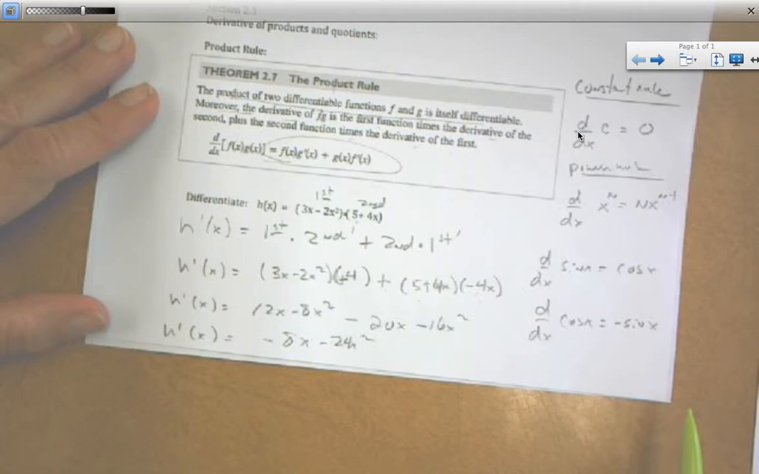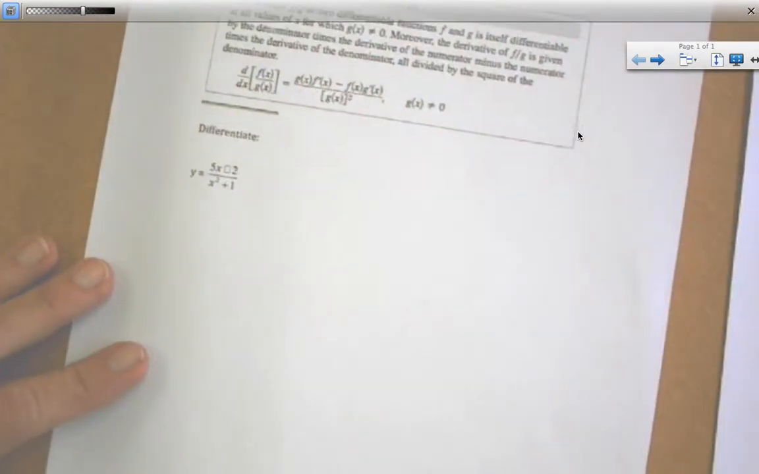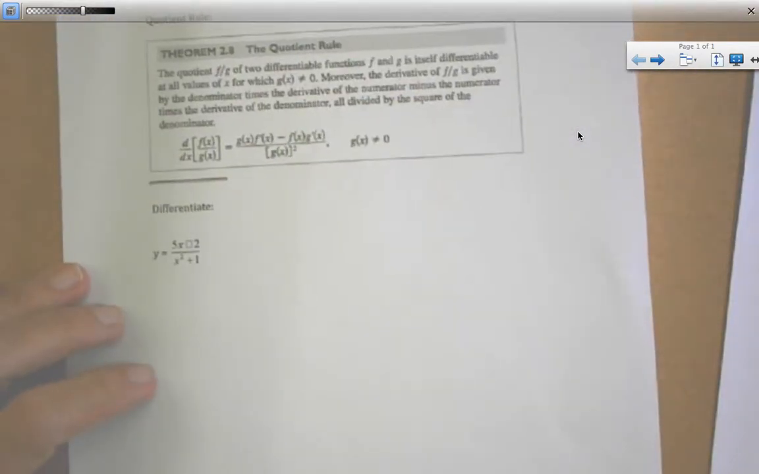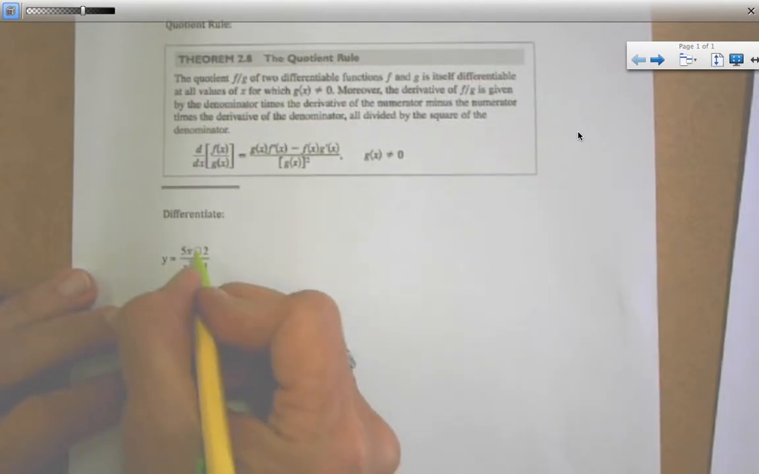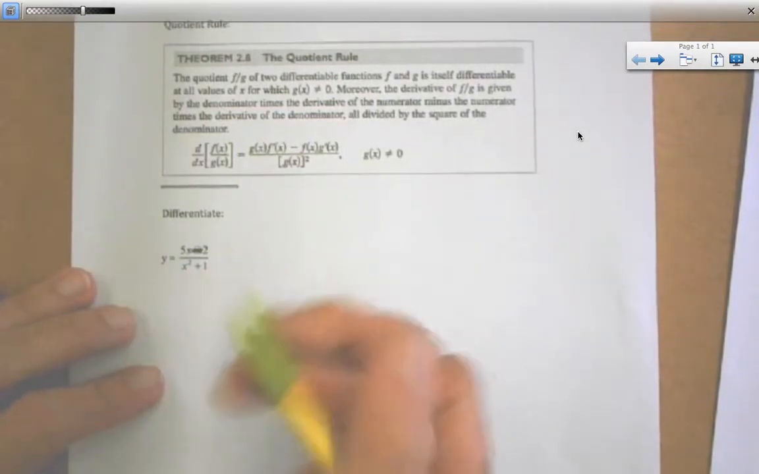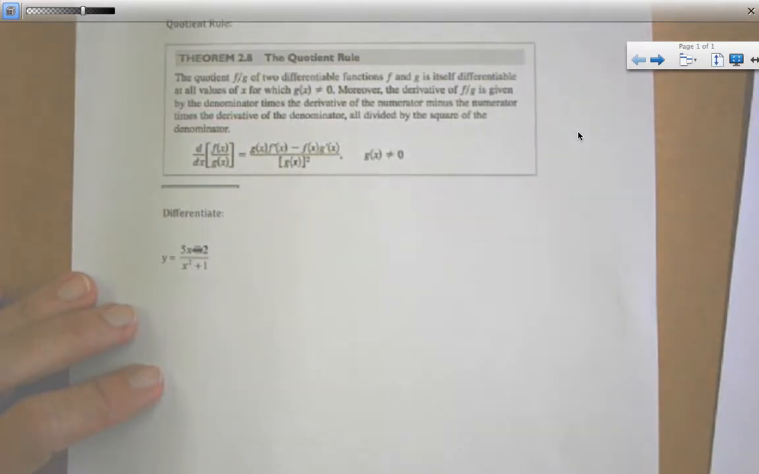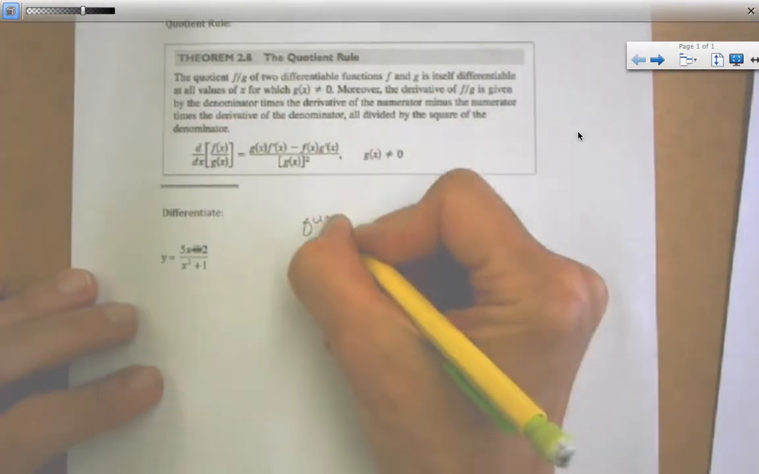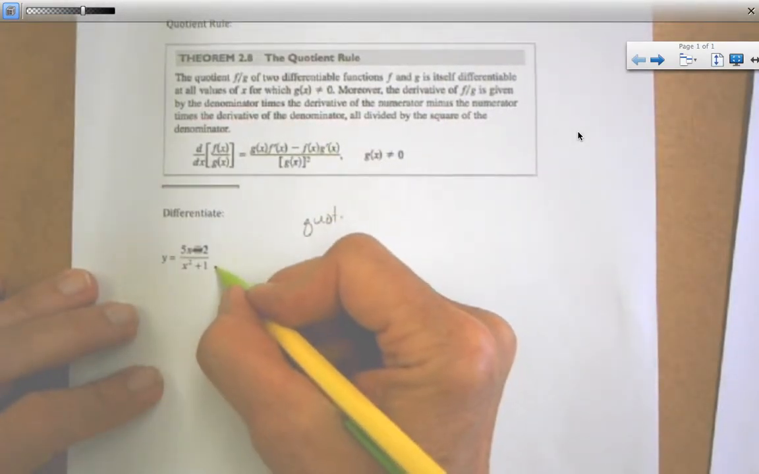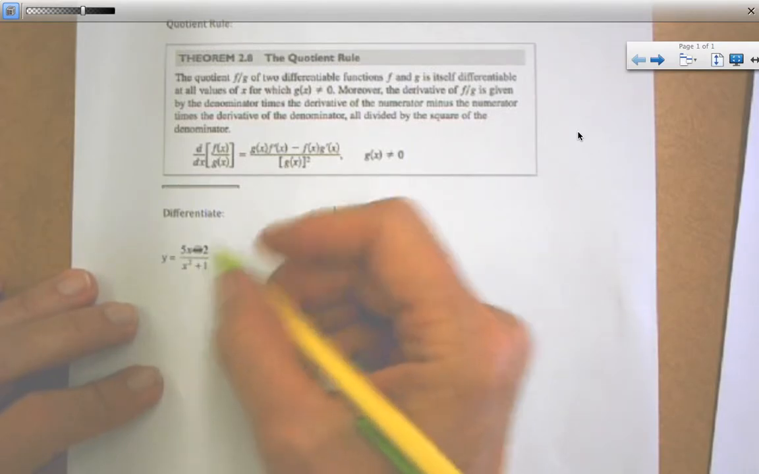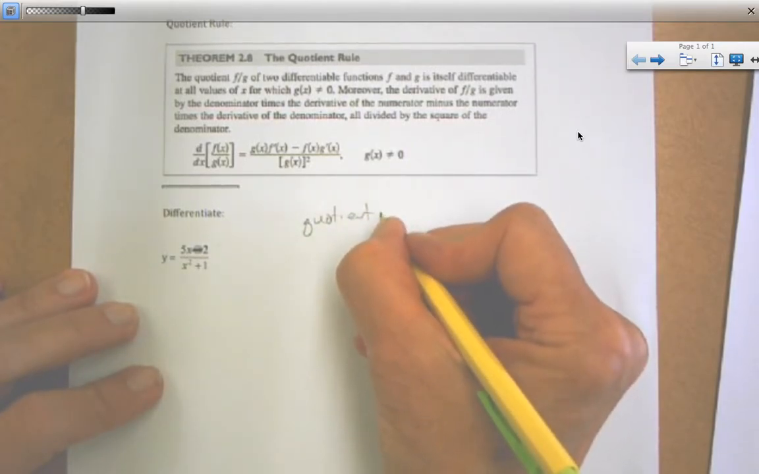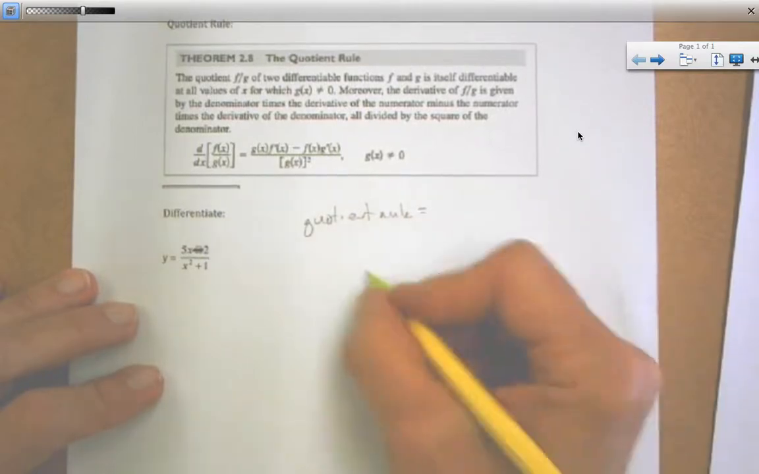All right, next page. The next rule is called the quotient rule. And this didn't come through when I printed my notes. Let's make that a subtraction sign. So the quotient rule is when you have a polynomial in the numerator and the denominator, and you know you can't simplify anymore.